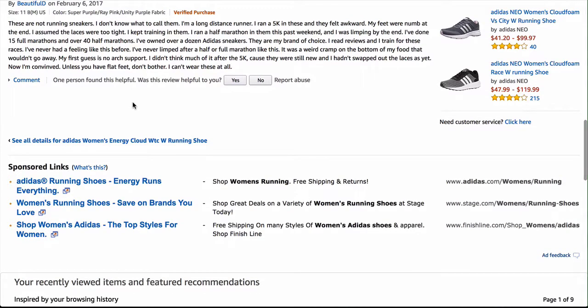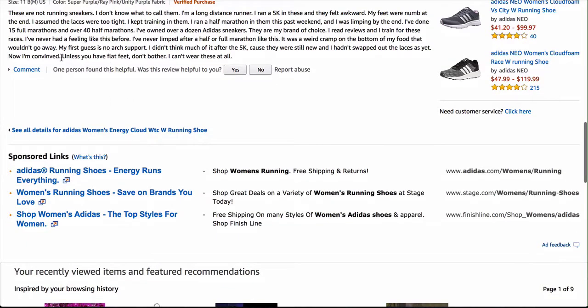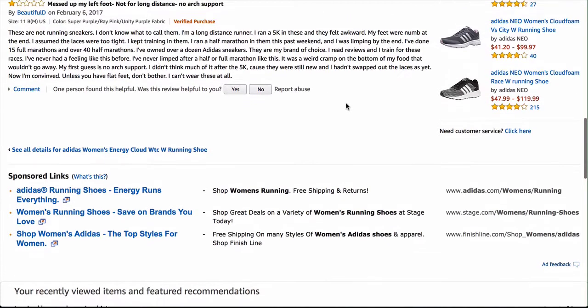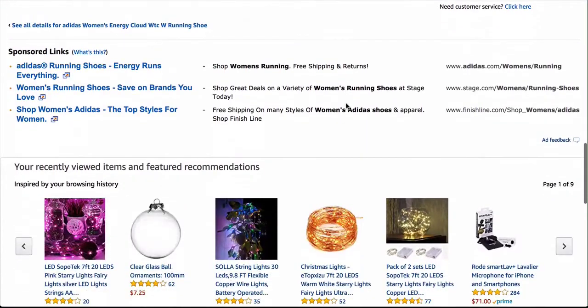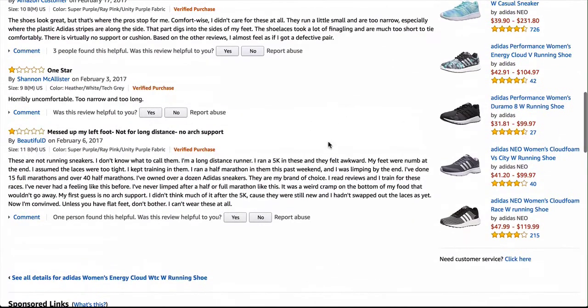So I'm just looking through here to see. Okay, unless you have flat feet, don't bother. So here you could be talking about the support for people who have high arches. You could even be talking about the arch support inside of your shoe. All I'm doing is getting different marketing angles from people who bought these products. And this is just one product.